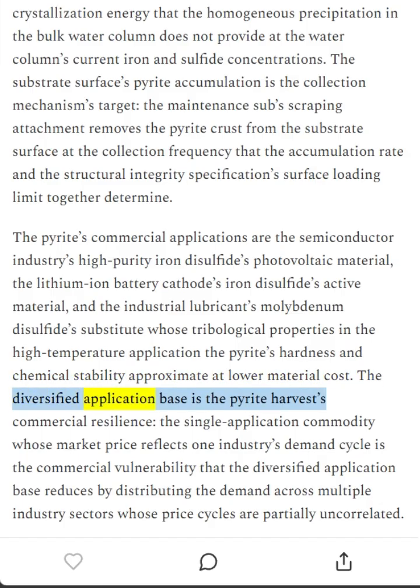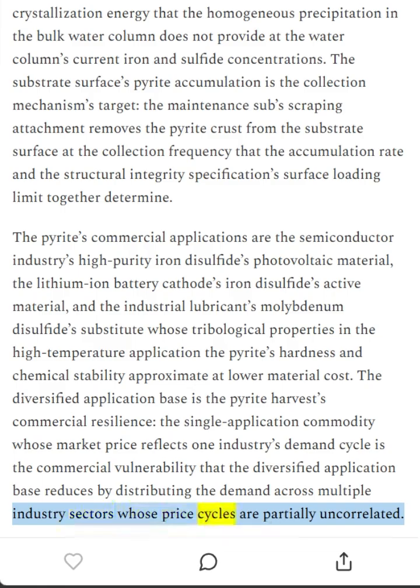The diversified application base is the pyrite harvest's commercial resilience. The single-application commodity, whose market price reflects one industry's demand cycle, is the commercial vulnerability that the diversified application base reduces by distributing the demand across multiple industry sectors whose price cycles are partially uncorrelated.